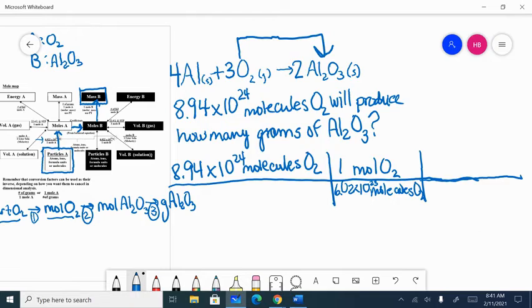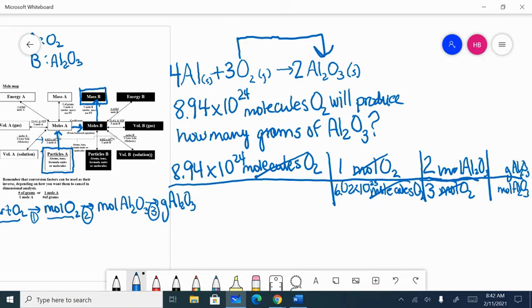Now I've canceled out molecules, and I want to change moles of O2 to moles of aluminum oxide. I need moles of O2 to cancel, so I'm going to put that on the bottom and moles of aluminum oxide on the top. I go to my balanced chemical equation, and 3 moles of oxygen produce 2 moles of aluminum oxide. And now I can change moles of aluminum oxide to grams of aluminum oxide.